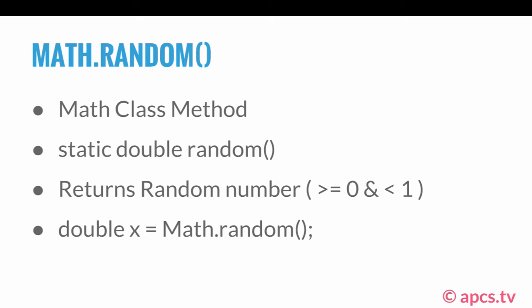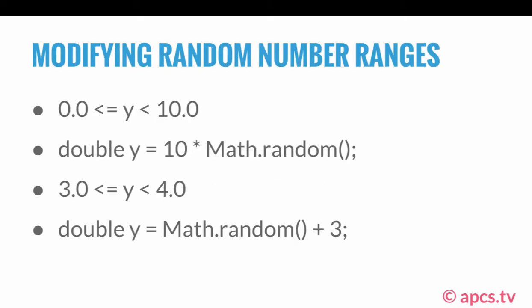And let's say that we want to give a variable x a random double value from 0 to 1. So we would go double x equals Math.random. So Math.random would return a double value between 0 and 1, and whatever that random value would be assigned to the double variable x.